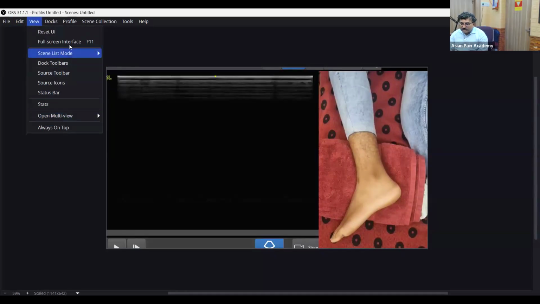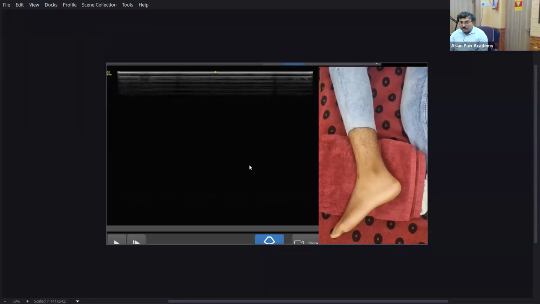View full screen. No, it is coming still small. Anyway, it is visible clearly, I think. So we can continue with it.